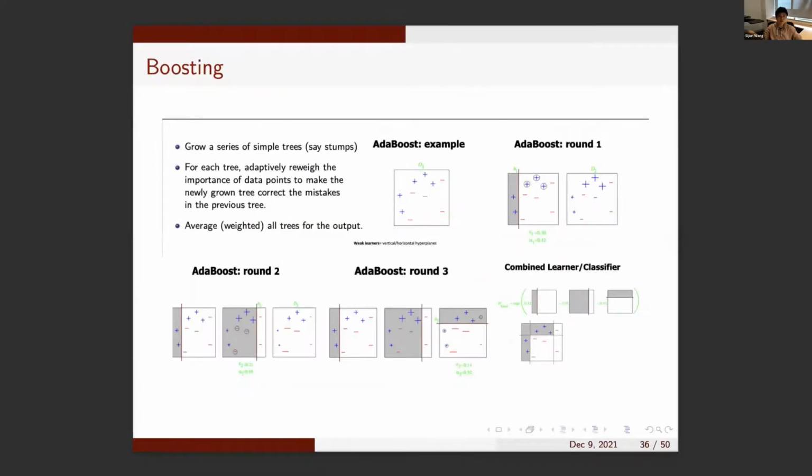And a related method is called boosting. It also grows a series of simple trees. But the difference from random forest is that these many trees are built up sequentially. For each tree, we adaptively reweigh the importance of data points to force the new tree to correct the mistakes made in the previous tree. At the end, we just do a weighted average of all these trees, and it can be shown to guarantee a much better performance.